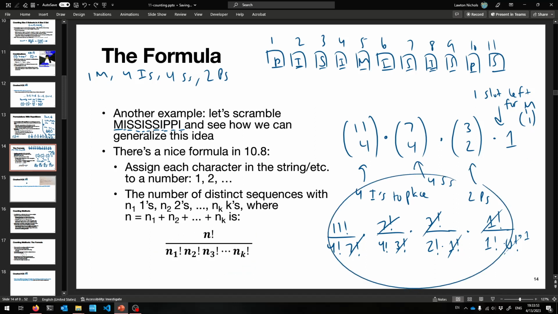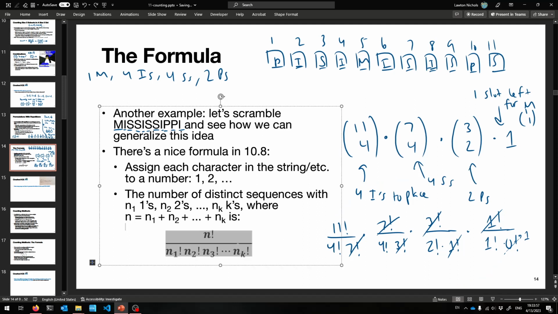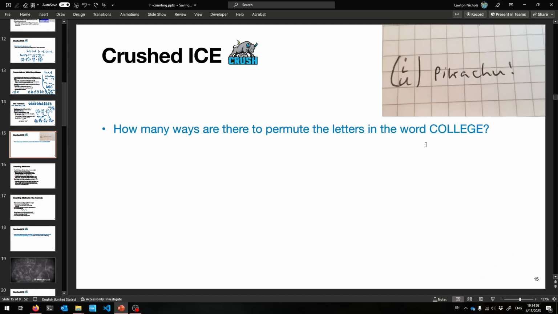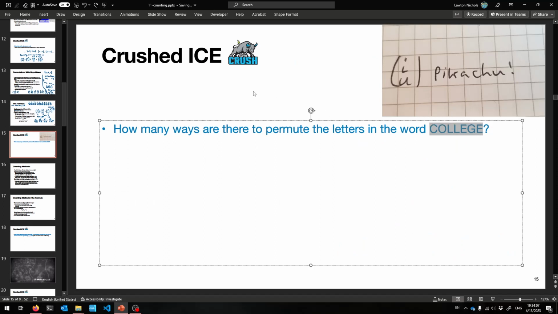So hopefully you see how these all cancel and they end up with that answer, but it's kind of cool. So if you just want to memorize this, I guess that works, but this is the intuition at least. That's why it works. All right. So with that in mind, here is a word for you to calculate all the permutations of. You have college. Please give that a try.